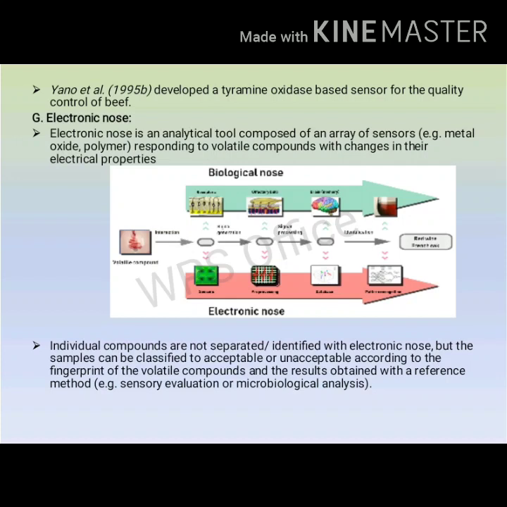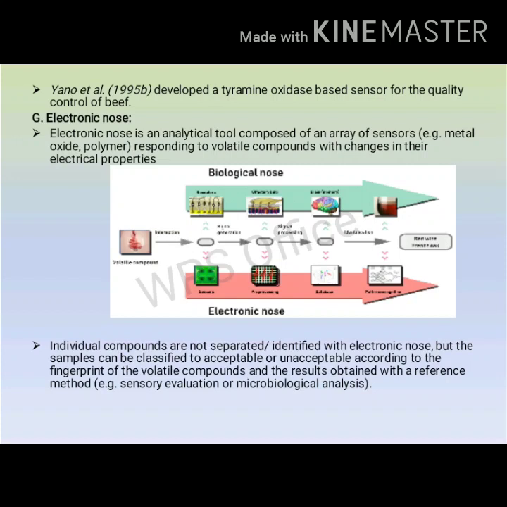Now let's get some information about the electronic nose. By definition, an electronic nose is an analytical tool composed of an array of sensors, for example metal oxide or polymer, responding to volatile compounds with changes in their electrical properties. Individual compounds are not separated or identified with the electronic nose. However, the samples can be classified as acceptable or unacceptable according to the fingerprint of the volatile compounds and the results obtained with a reference method, for example sensory evaluation or microbiological analysis.